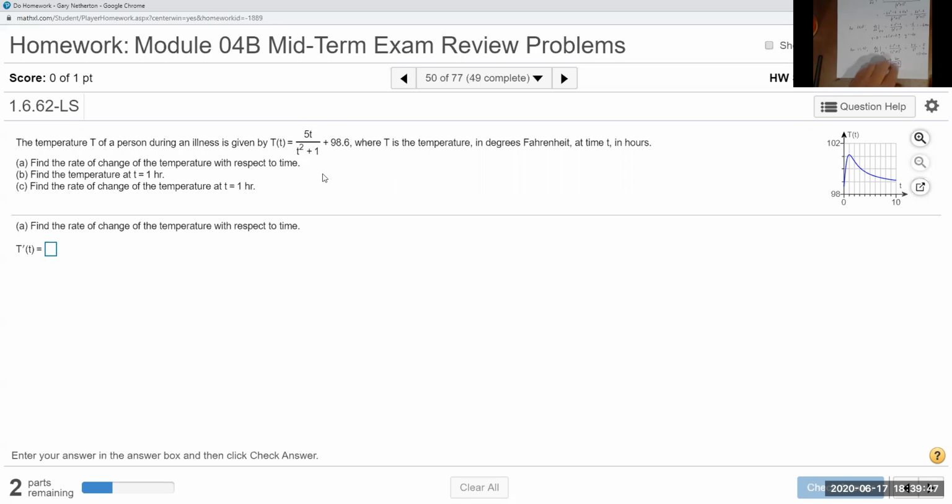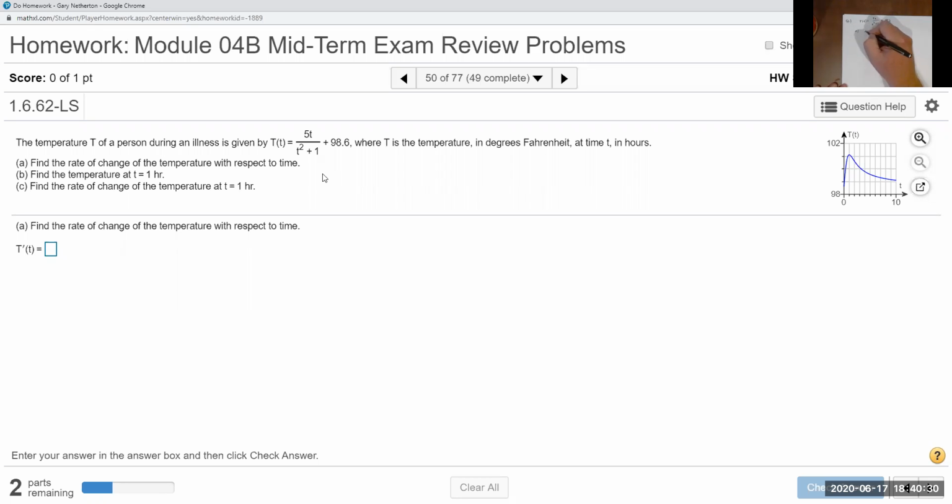So let me write this down, and as we work through it, if you don't quite understand what I'm saying, hopefully it'll become clear as we begin to work this problem. So this is number 50. You have this equation for the person's temperature as a function of time: T equals 5t over t squared plus 1, plus 98.6. And A says, find the rate of change of the temperature with respect to time.